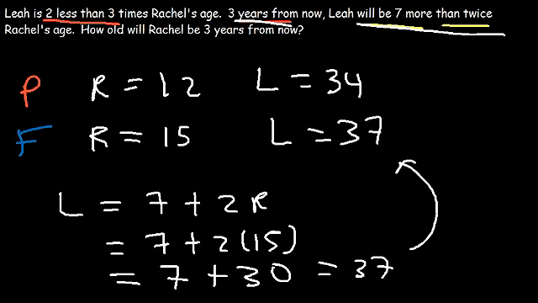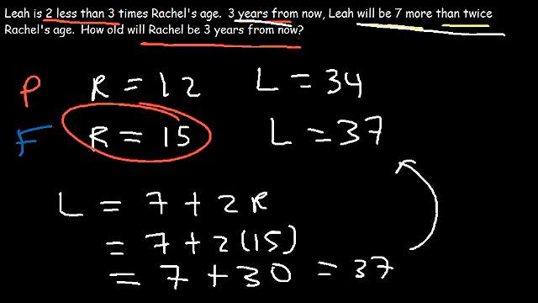Now what is the answer to the question? What are we looking for? So the question is asking Rachel's age 3 years from now. That means Rachel's age in the future, which she's 15. So 15 is the answer to the question.